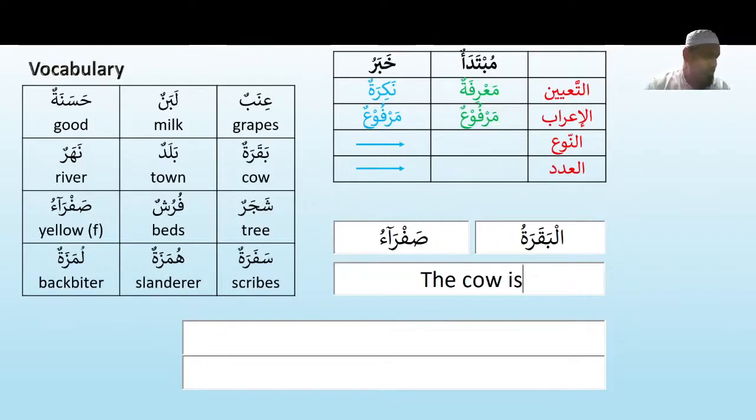Okay, so the cow is yellow. This is one example of how to do jumla ismiya with a subject which is muannas. Here, the khabar has to agree in gender. So the khabar safra'u is agreeing with al-baqaratu.